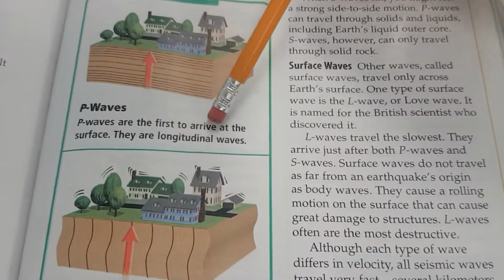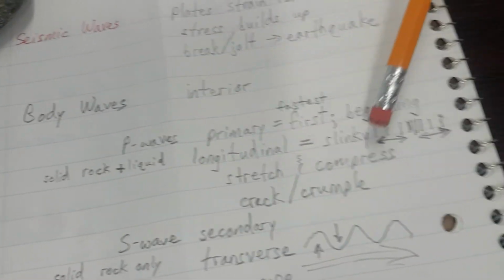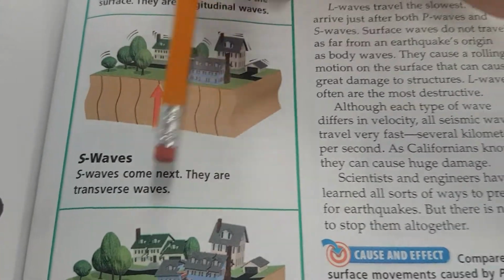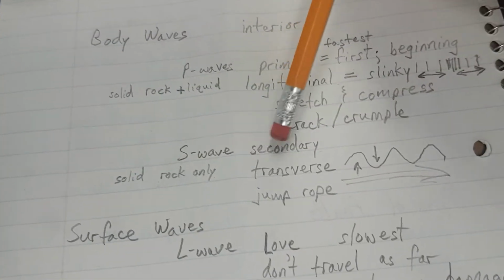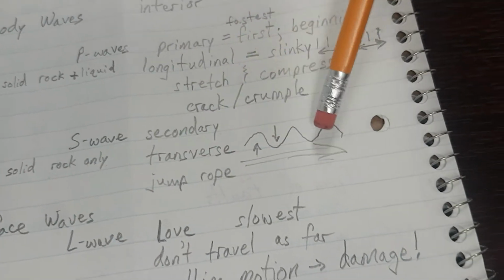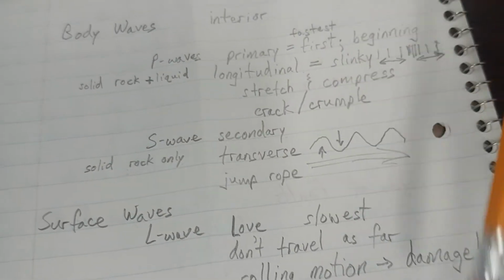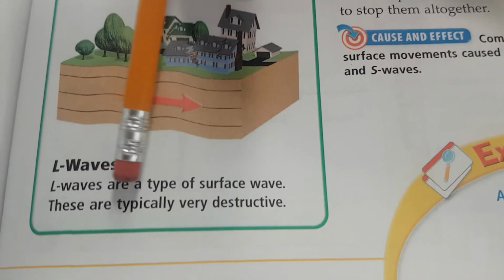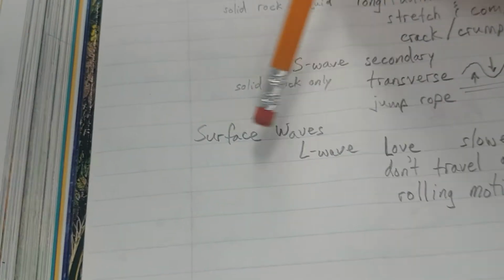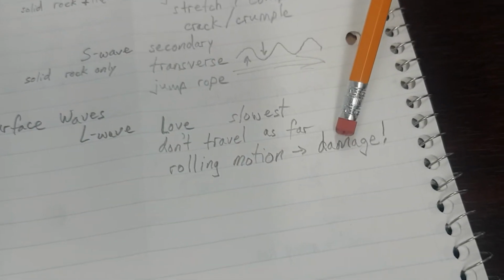Okay, let's look. P waves are the first to arrive. We know that. At the surface, they are longitudinal waves. Longitudinal, like a slinky moving in and out. S waves come next. They are transverse waves. They're secondary. That's second. Transverse, they're moving up and down like someone holding a jump rope and whipping it up and down, high and low, high and low. L waves are a type of surface wave. These are typically very destructive. L waves are surface waves. They cause a lot of damage.